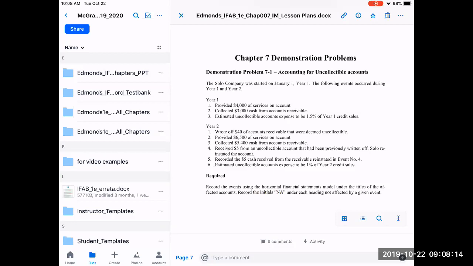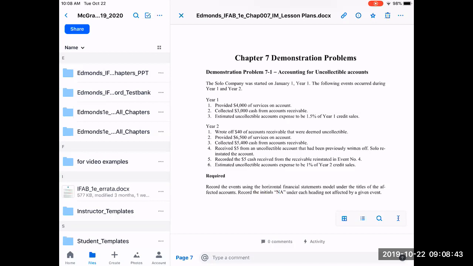You performed more services on account. You also collected cash to pay down accounts receivable. And you received $5 from an uncollectible account that had previously been written off, and therefore you reinstated the account. 5, you recorded $5 cash received from the receivable that was reinstated in event 4. And then 6, you also updated your uncollectible accounts expense.